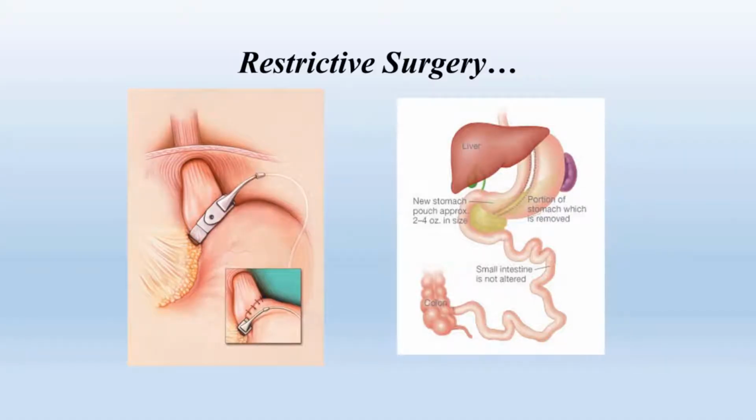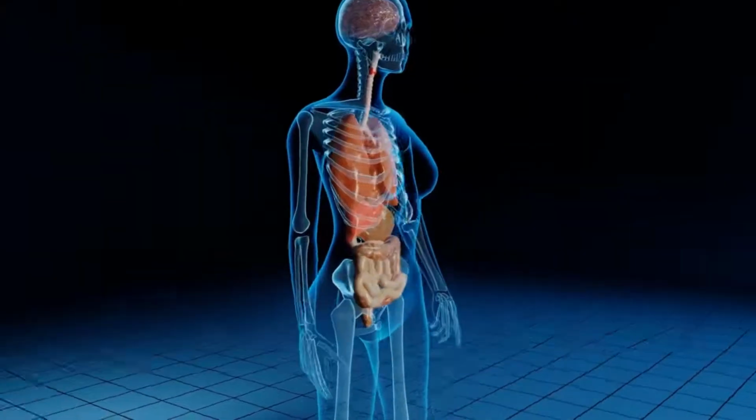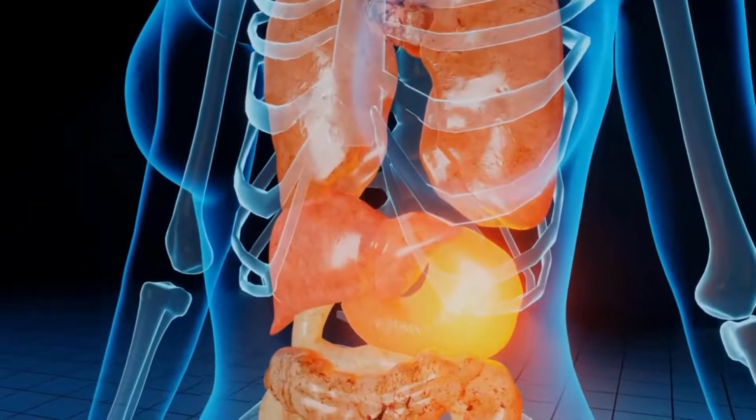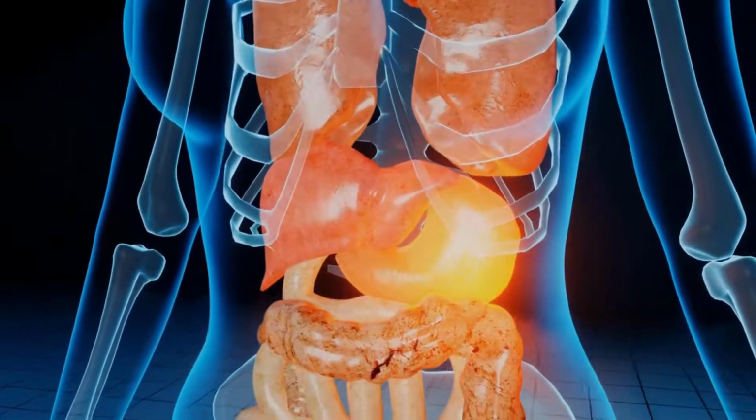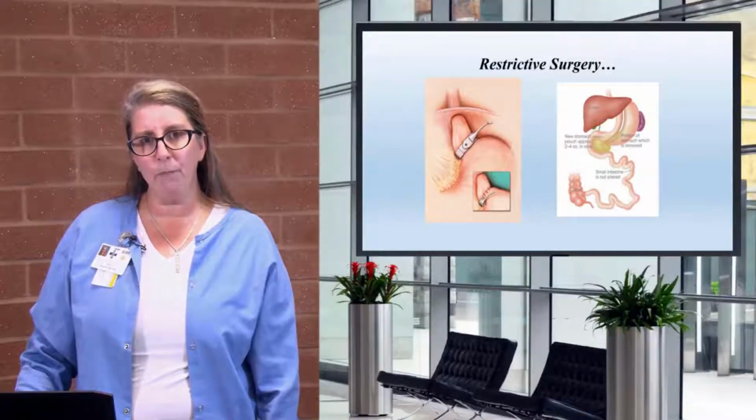That is called your greater curvature, or the fundus of the stomach. We actually remove the greater curvature or the fundus of the stomach. We pull that out one of your little teeny tiny incision sites, and you are left with a new banana-shaped, thinner stomach pouch.